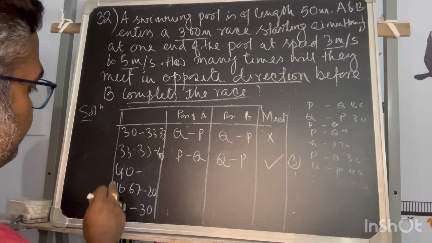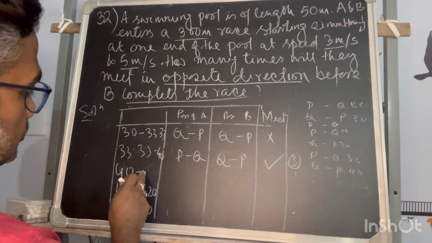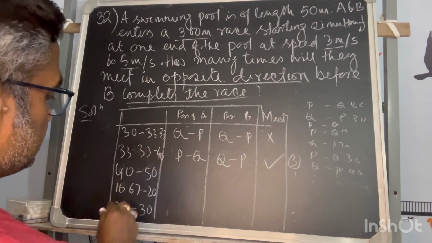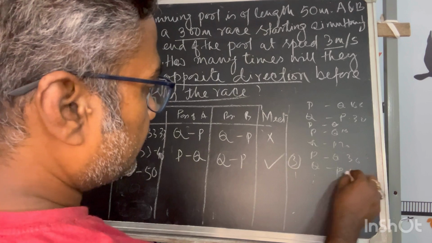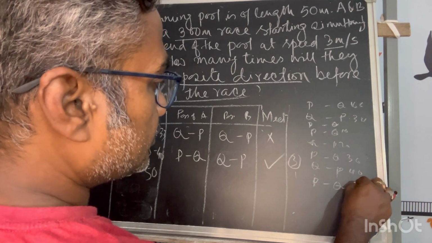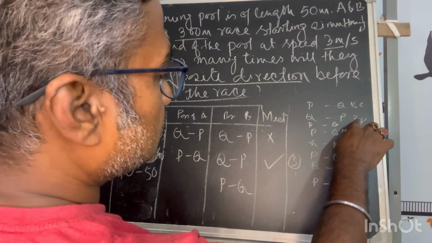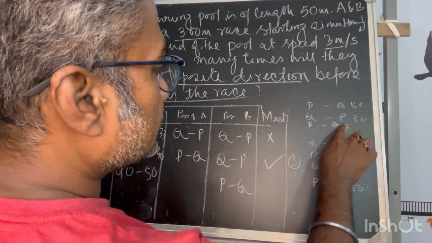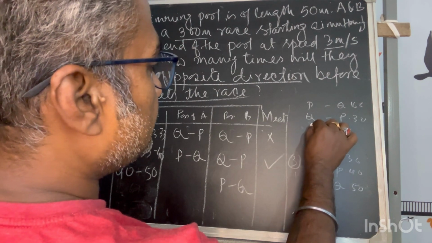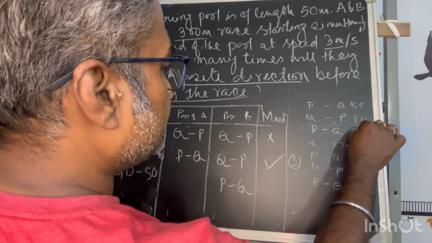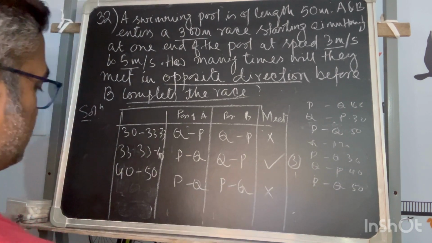Then after 40, the next jump for him will be 50. So before that this term also has to be true for A. So 40 to 50 he will be in P by Q, because at 50 he will reach. So he will be P to Q. What about him? 33 has reached there. 33 to 50 he will be P to Q. At 50 he will reach Q. So there is no chance of a meet.